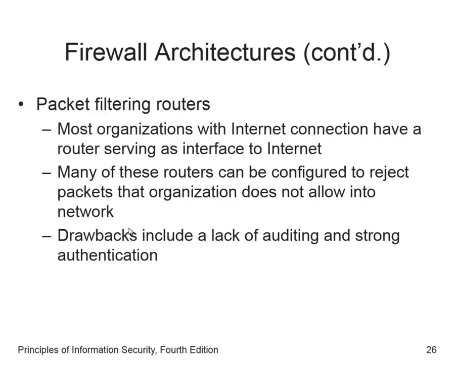Most organizations with an internet connection have a router as the interface to the internet at the perimeter. Many of these routers can be configured to reject packets that the organization does not allow into the network. The drawbacks to this type of system include a lack of auditing and strong authentication, and the complexity of the access control lists used to filter the packets can grow and degrade network performance.